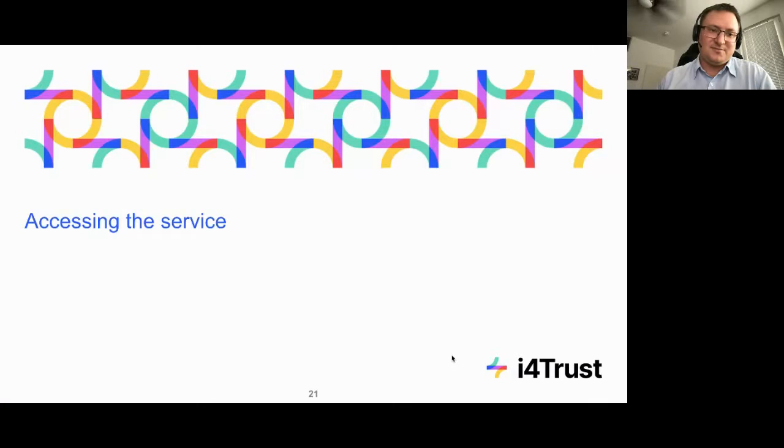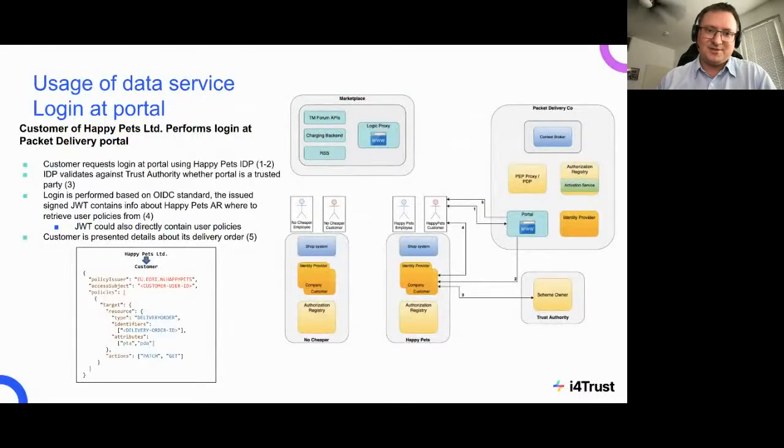Now, finally, accessing the service, that was done by the customers. So the Happy Pets customer accessed this portal application and also initiated a login process, and was then forwarded to the IDP of Happy Pets for their shop customers. Also in this process, there's a check against the trust authority whether this packet delivery company is a trusted participant. And then this login is performed using the OpenID Connect standard.